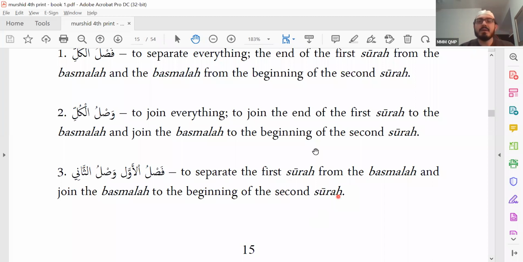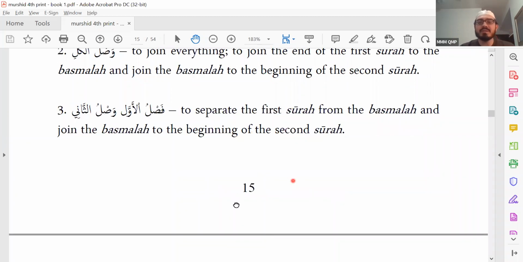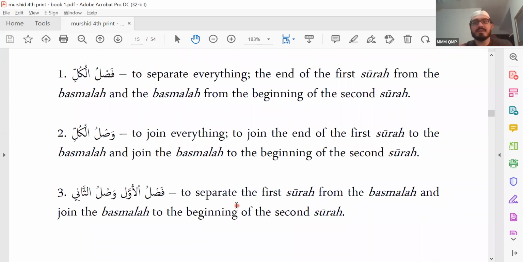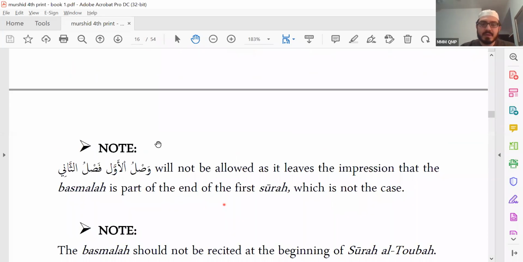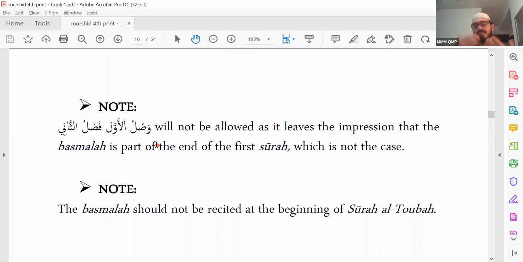Okay? Now, which way is not allowed then? وَصْلُ الْأَوَّلِ فَصْلُ الثَّانِي, which is joining the first and separating the second. Just so we're learning, what does that mean? It's joining the first and separating the second. So, وَمِن شَرِّ حَاسِدٍ إِذَا حَسَدَ بِسْمِ اللَّهِ الرَّحْمَنِ الرَّحِيمِ, then stop, قُلْ أَعُوذُ بِرَبِّ النَّاسِ.